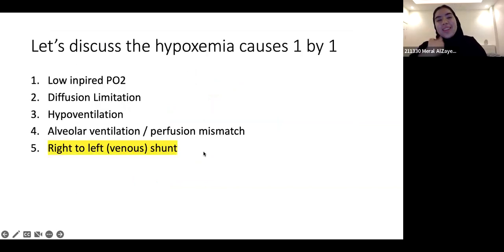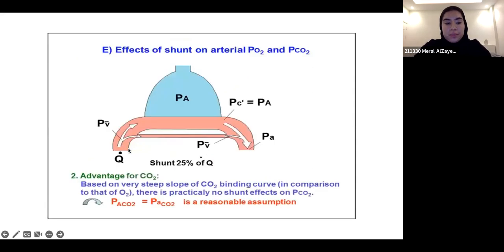Now we can come to our last cause of hypoxemia, which is right to left venous shunt. Okay, so this should be simple, because we also went over it before. In right to left shunts, the venous blood does not go to the alveoli to get oxygenated. It automatically goes and mixes with the arterial blood. This causes arterial blood to not be oxygenated, and this causes hypoxemia.